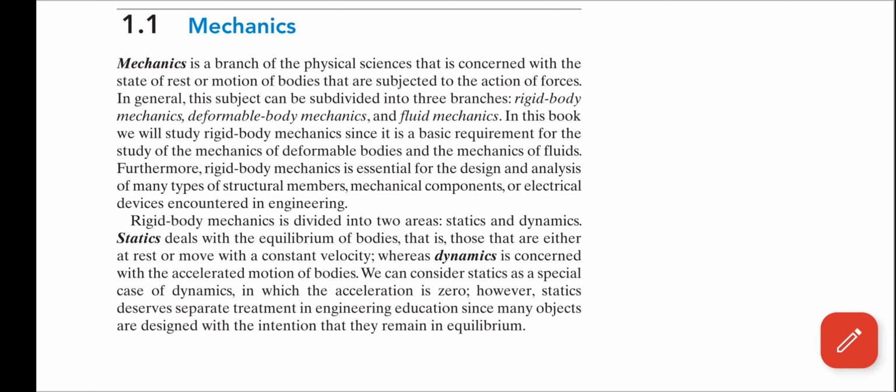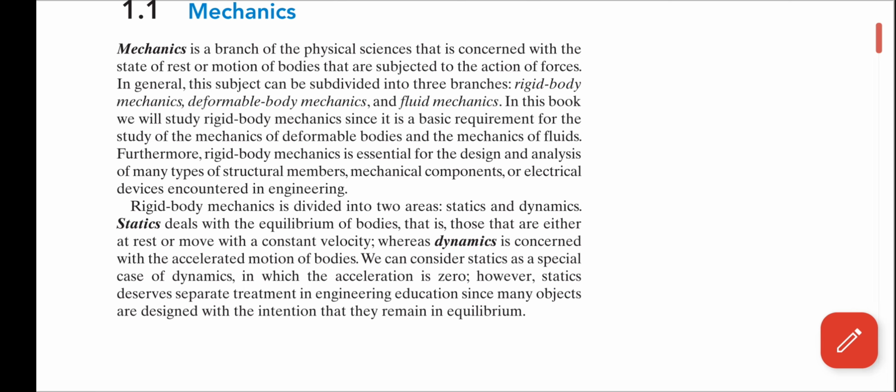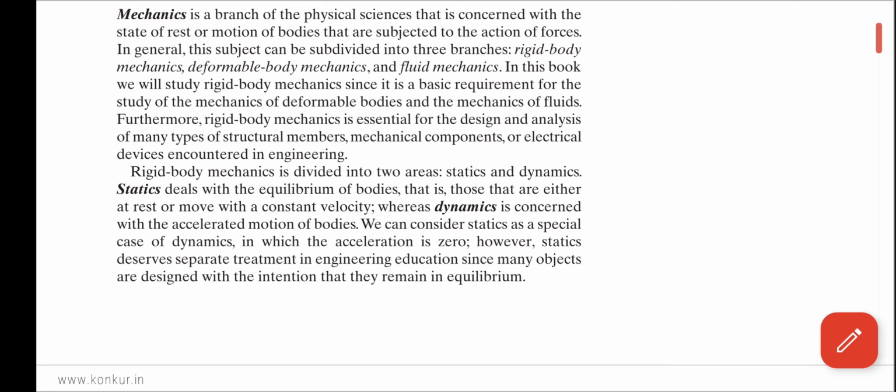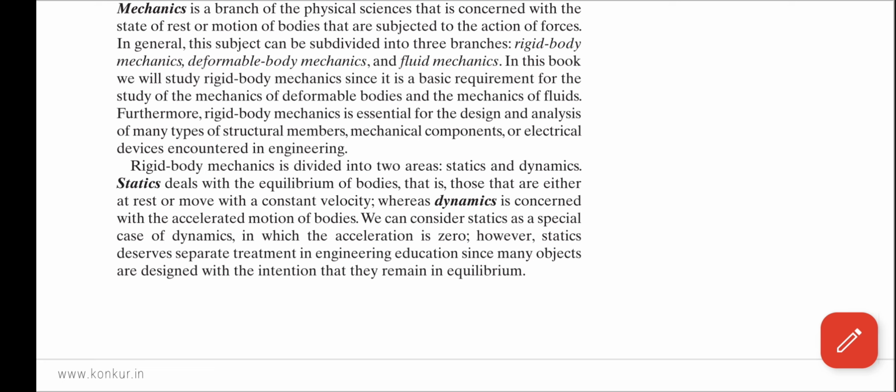Okay, the subject is divided into three branches: rigid, deformable, and fluid. In this course we will start with rigid body mechanics, since it's a basic requirement for the study of the mechanics of deformable bodies and the mechanics of fluids. Okay, we will start with the rigid body.